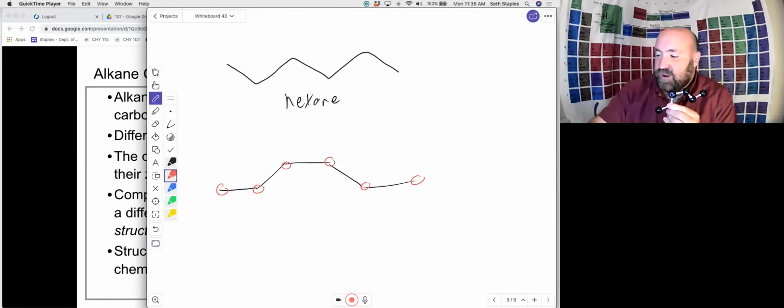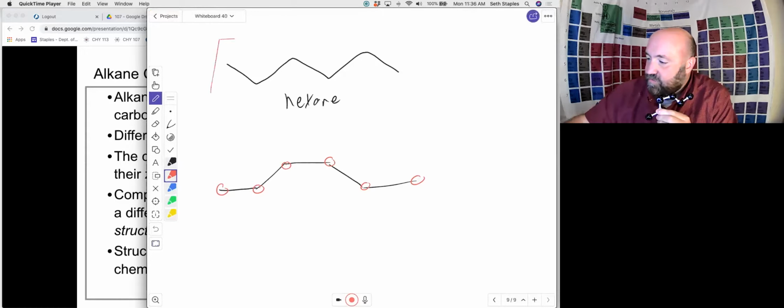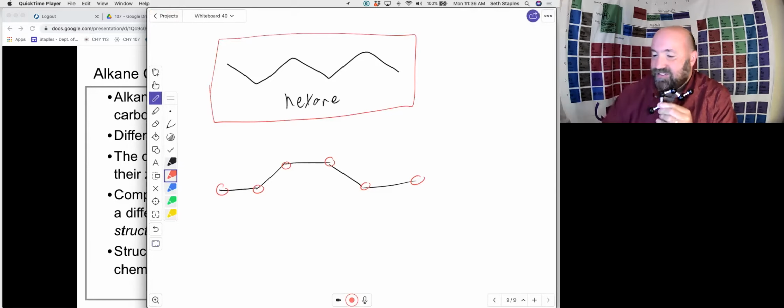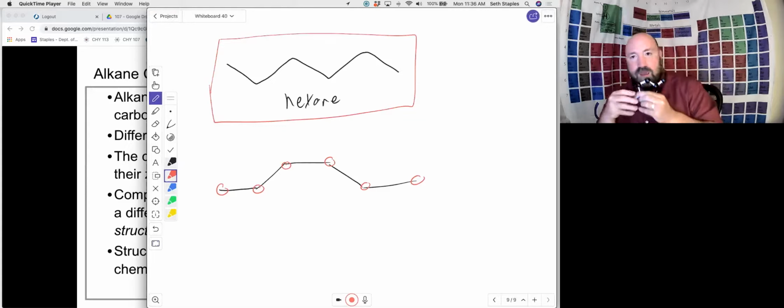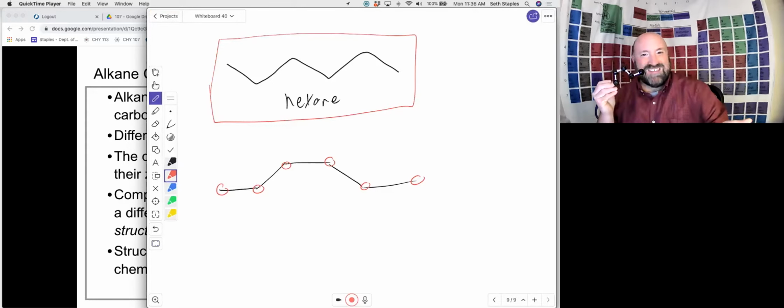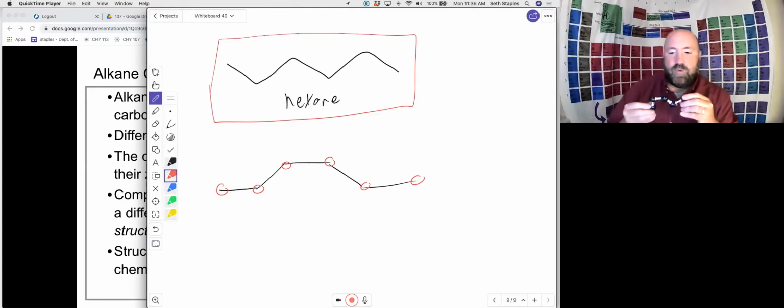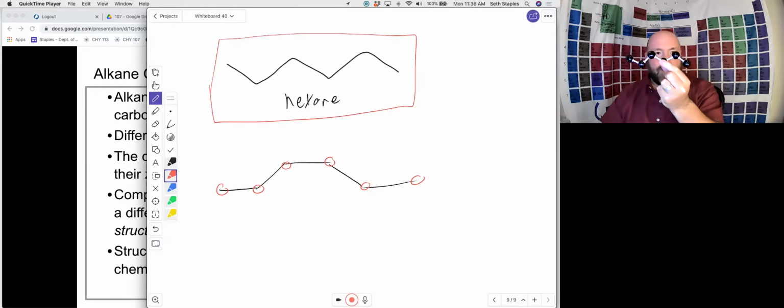By convention, we always write out in this zigzag form. That's just how we draw it out. Makes it easier to see. And so we'll always try to draw out just in our straight up zigzag form like this.